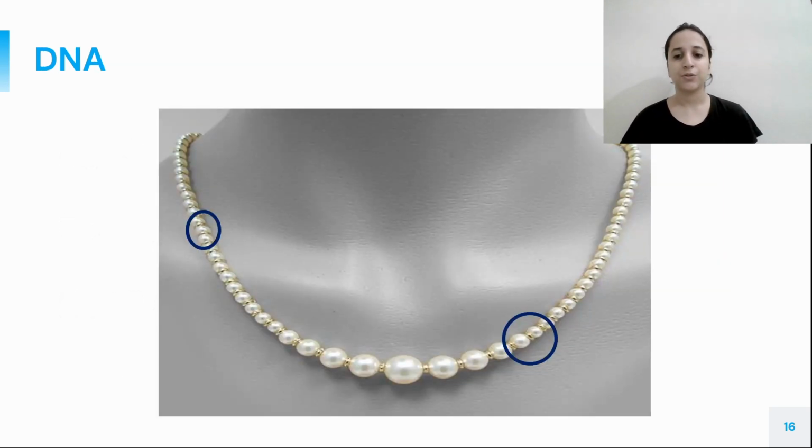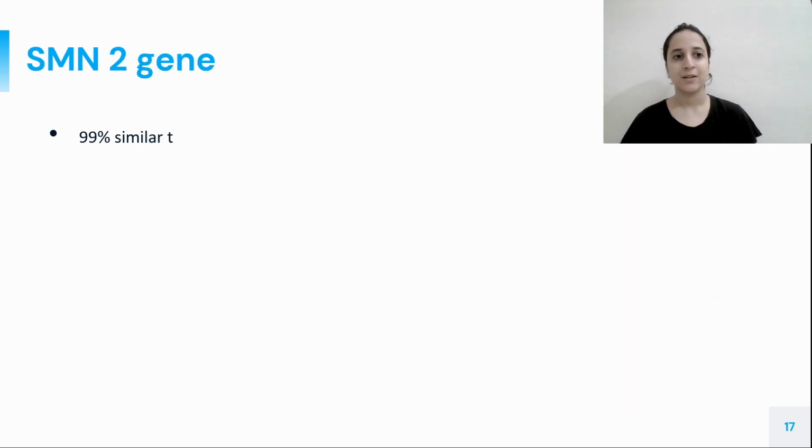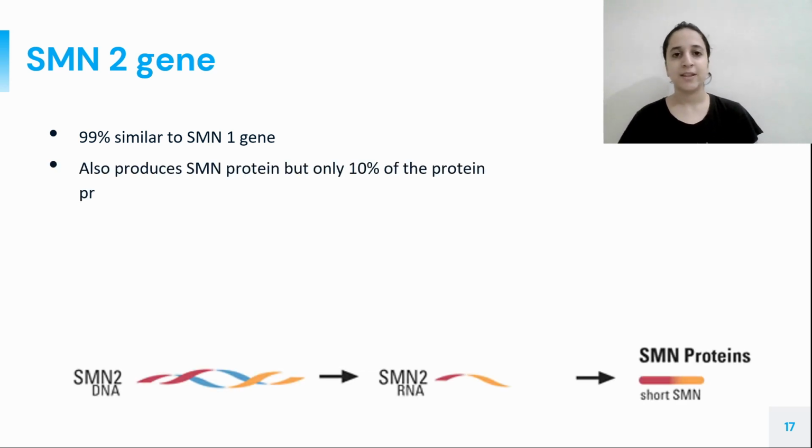It's also important to note that right beside the SMN1 gene is the SMN2 gene, which is also important in the discussion of spinal muscular atrophy. So let's talk about it as well. This gene is 99% similar to the SMN1 gene. It also produces SMN protein, but here only 10% of the protein produced is functional.